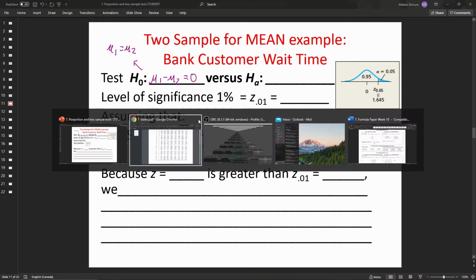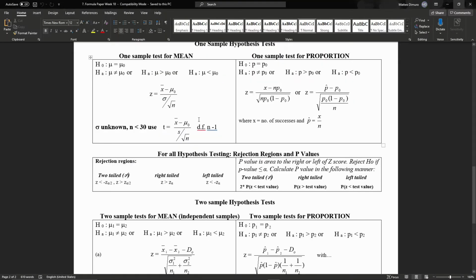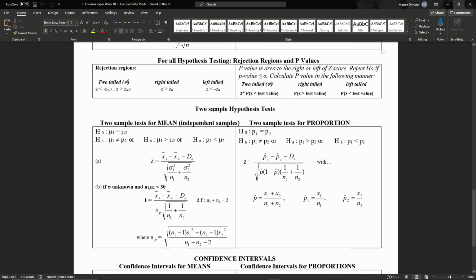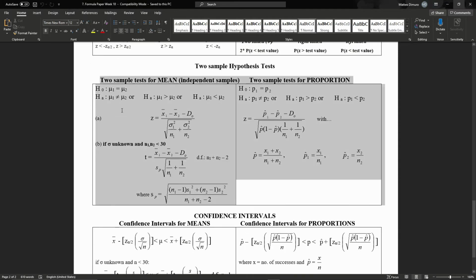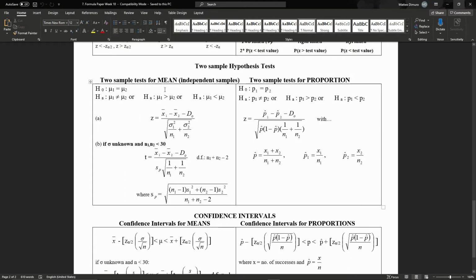Now, let me go check my formula sheet here. So here's the one for proportion that we did previously, and here we are, two sample tests for mean. In my formula sheet, I wrote it like this, mu1 equals mu2. It's fine if you write it like this, or the other way. Now, for the alternative, again, there's two ways to write it, but I prefer this method, where you're saying one population is greater than the other, one population is less than the other, or they're not equal.